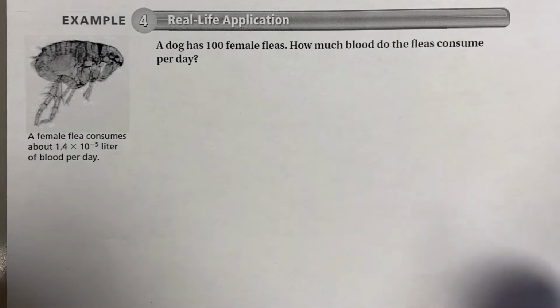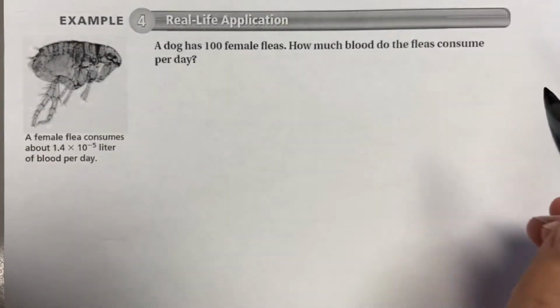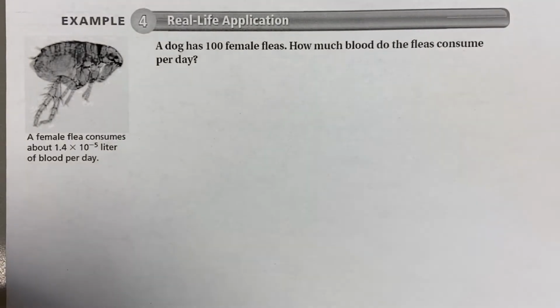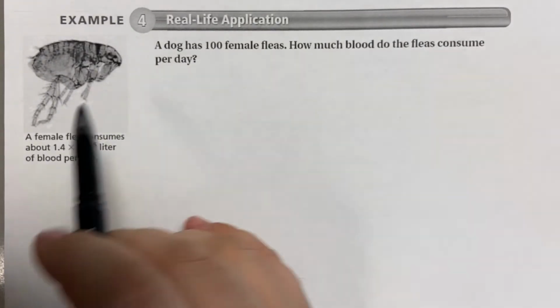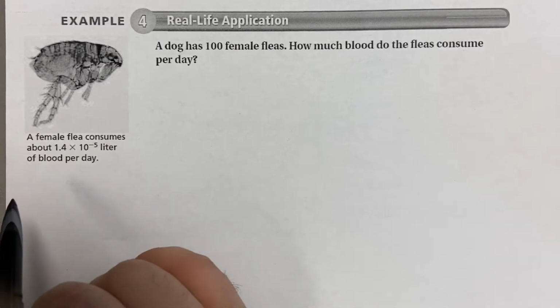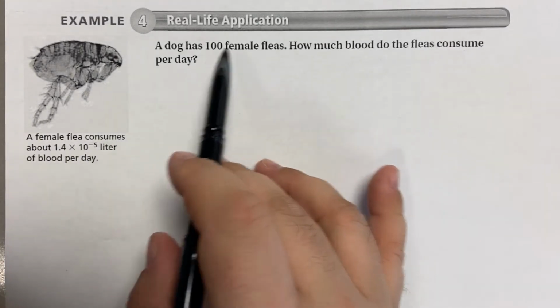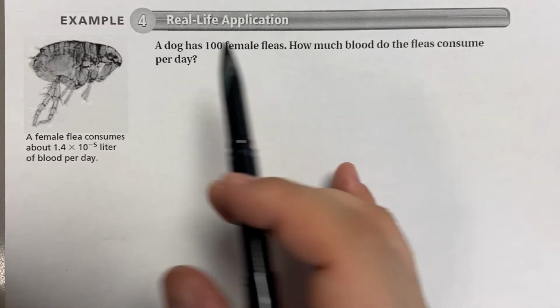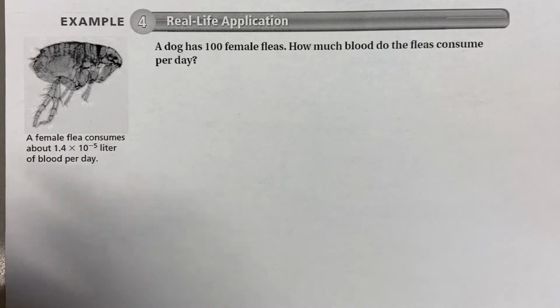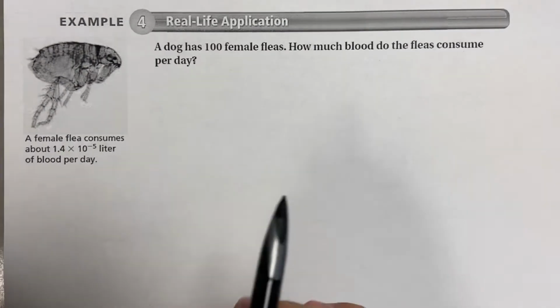Now, all right, so a dog has 100 female fleas. How much blood does the flea consume per day? I am assuming, because I don't know for sure, that the rate at which it consumes blood is only for the females, and we're only worried about females because they may be the only ones who consume the blood. Maybe the males get it from the females. I don't know. Good question to ask your science teacher. And if they don't know, it's a great question to Google, because now I'm kind of curious, and I'll probably do the same thing after I'm done.